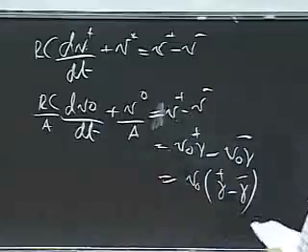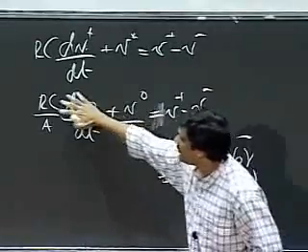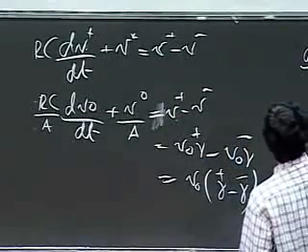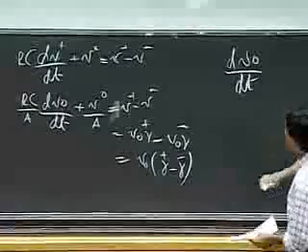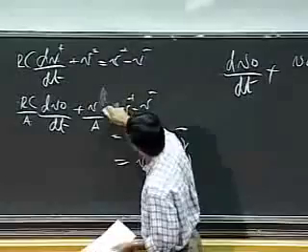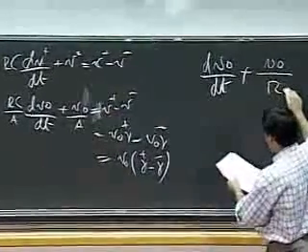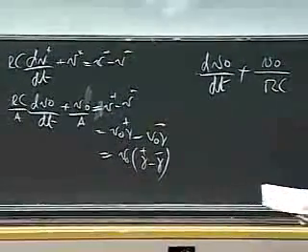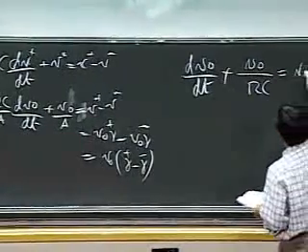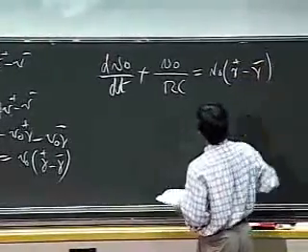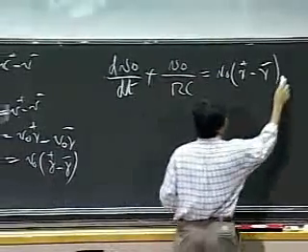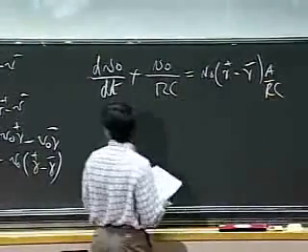Then, moving things around a little bit, I divide throughout by A divided by RC, plus V naught divided by RC. And then V naught times gamma plus minus gamma minus, since I've multiplied by A divided by RC throughout.